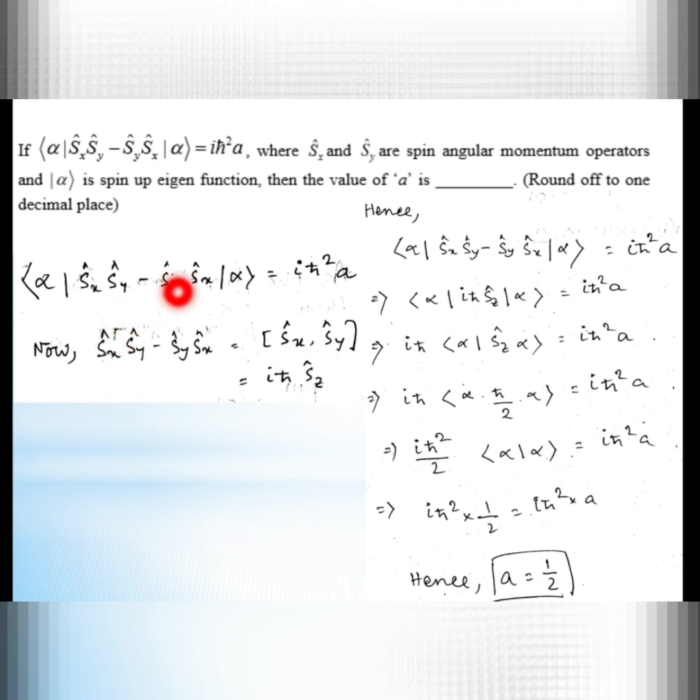So for the solution of this problem, at first we have to consider this step, that is, the commutator of Sx, Sy is equal to iħ into Sz. Then it is easy to calculate the value of a.